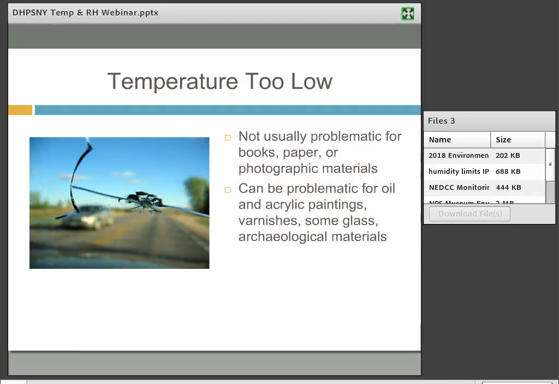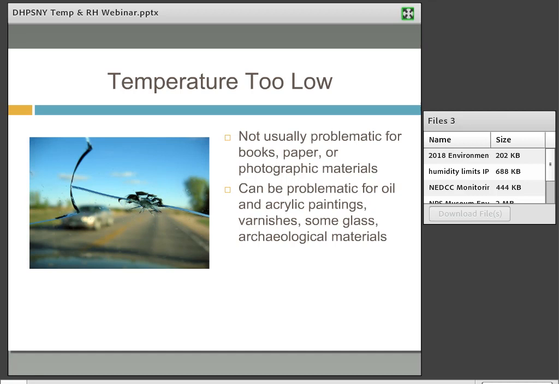Low temperatures, fortunately, are not terribly problematic for books, paper, or photographic materials. In fact, low temperatures can slow down some of those chemical reactions that heat actually speeds up. And that's a big reason why we recommend cold and frozen storage for photographic materials and for some AV materials.